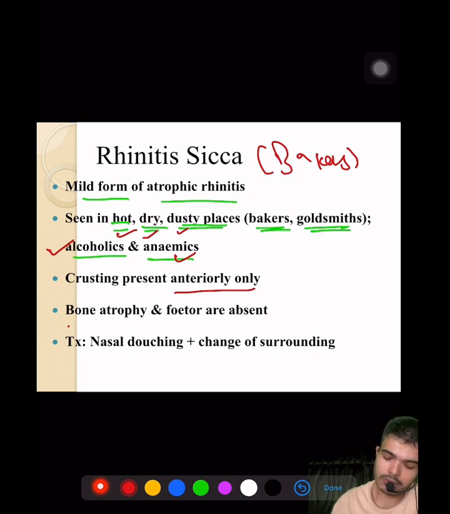Nasal toileting can be done, and change of the surroundings. Just go for a humid surrounding. Do not go for a hot climate. It's a mild form of atrophic rhinitis. Now rhinitis caseosa is also known as nasal cholesteatoma. A question may come: write short notes on nasal cholesteatoma.